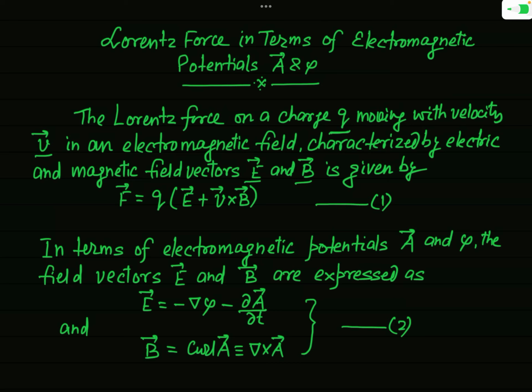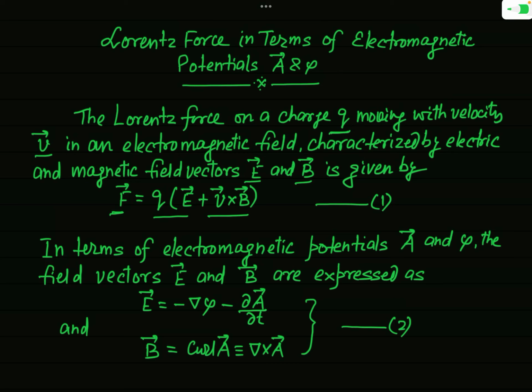The electric force acting on a charged particle Q in an electric field E is given by Q times E, and the magnetic force is given by Q times v cross B. So the vector sum of these two forces will be F equal to Q times (E plus v cross B). This force F, which is the total electromagnetic force acting on a charged particle Q moving in an electromagnetic field with velocity v, is known as Lorentz force. This is the well-known expression for Lorentz force, and I hope all of you know about it.